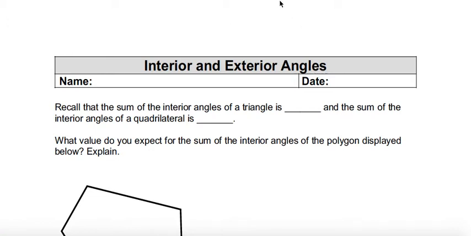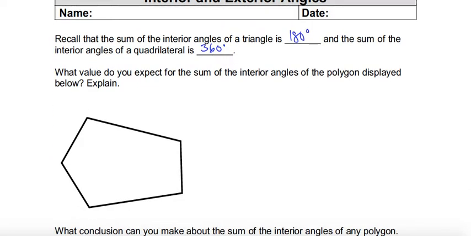Interior and exterior angles. So recall that the sum of the interior angles of a triangle is 180 degrees, and the sum of the interior angles of a quadrilateral is 360 degrees. So what value do you expect for the sum of the interior angles of the polygon displayed below?